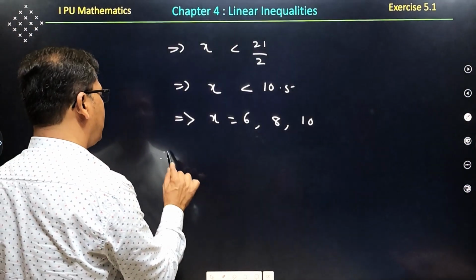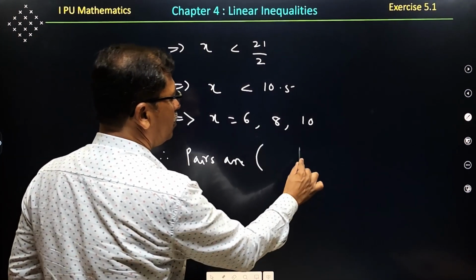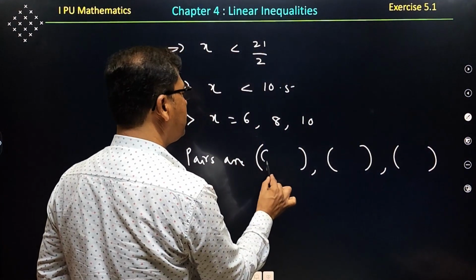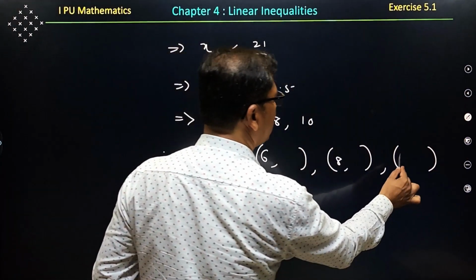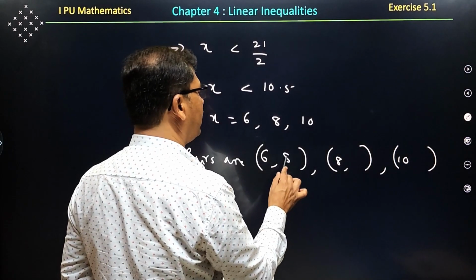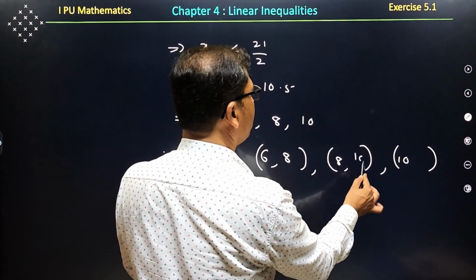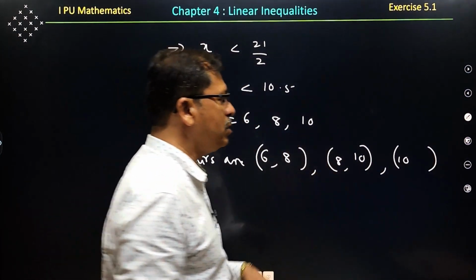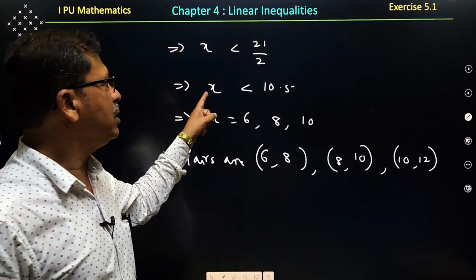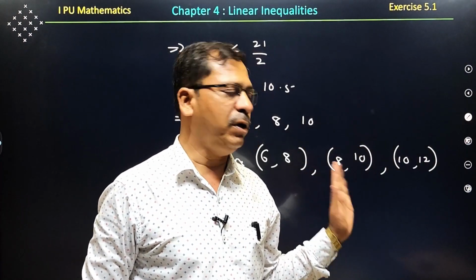So therefore, what are the possible pairs? There are 3 possibilities. First entry with 6, second entry with 8, next entry with 10. 6, 8; 8, next is x plus 2, that is 8 plus 2, that is 10. If you take 10 here, 10 plus 2, which is 12. Here the condition, x must be less than 10.5.